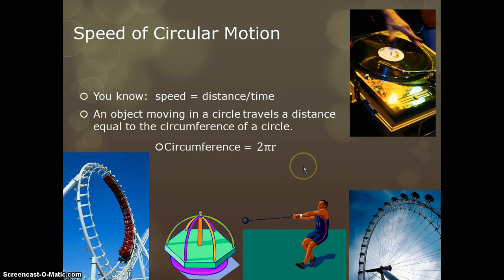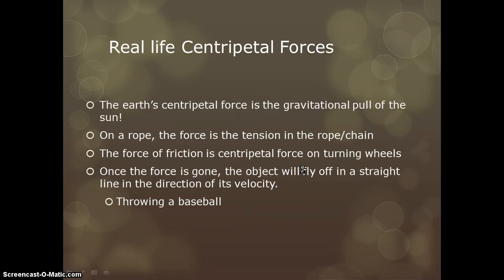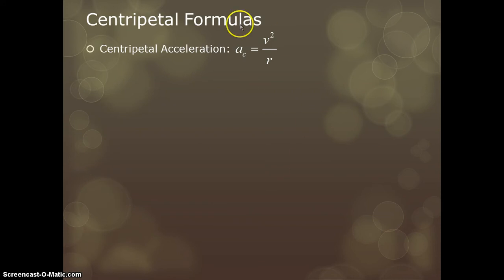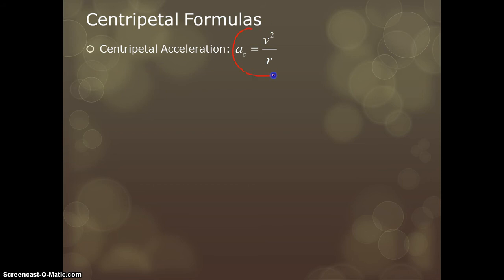We need to talk about circular motion today. Let's go back in the notes that you should have right now. You should have out your circular motion notes, and let's review what we talked about before. We talked about centripetal acceleration and centripetal force. This formula right here is the formula for centripetal acceleration. If you don't have this written down in your notes, you probably should write it right now. Centripetal acceleration, there's your formula.